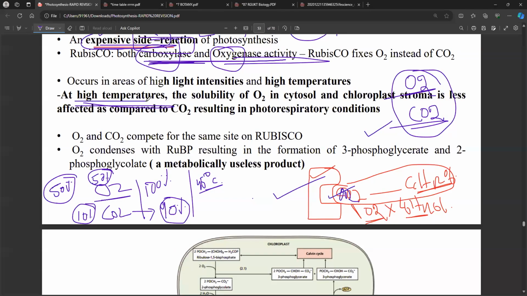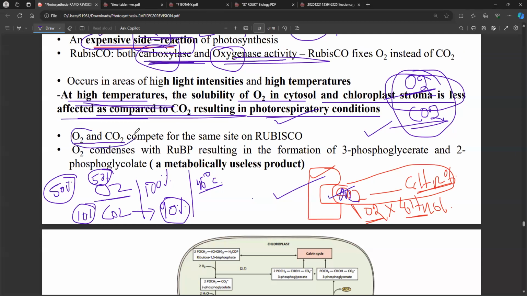So remember, at a high temperature, the solubility of oxygen in the cytosol and chloroplast stroma is less affected compared to CO2. Why? Because CO2 has the highest solubility rate, which leads to the photorespiratory condition. Never get confused with that. Look into this, because in the given exam, they asked a statement that O2 and carbon dioxide have different active sites in Rubisco. That is a wrong statement, friends. Oxygen and carbon dioxide compete for the same site on Rubisco. That's a very important point.